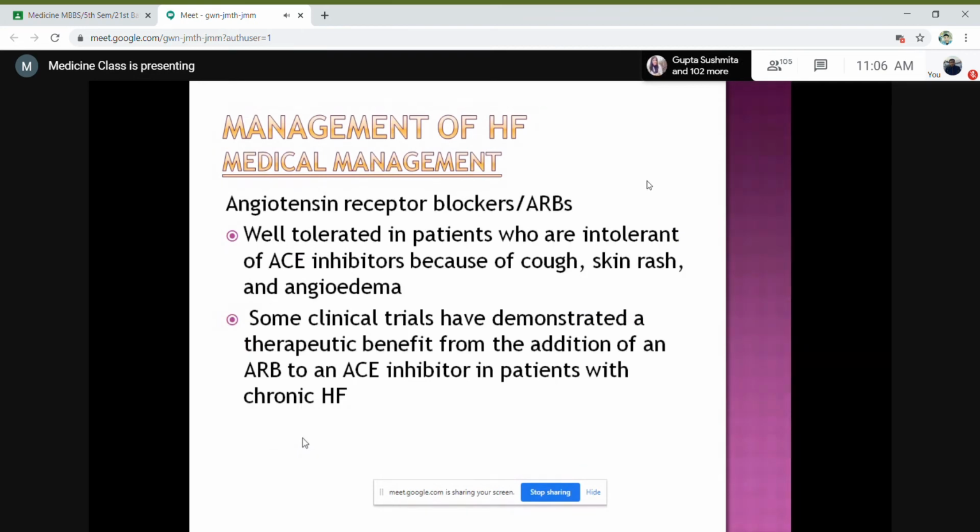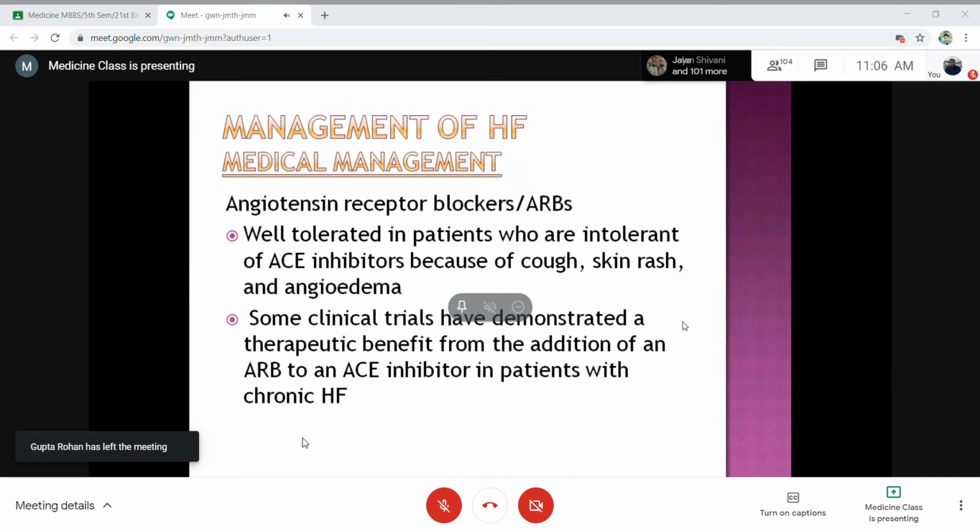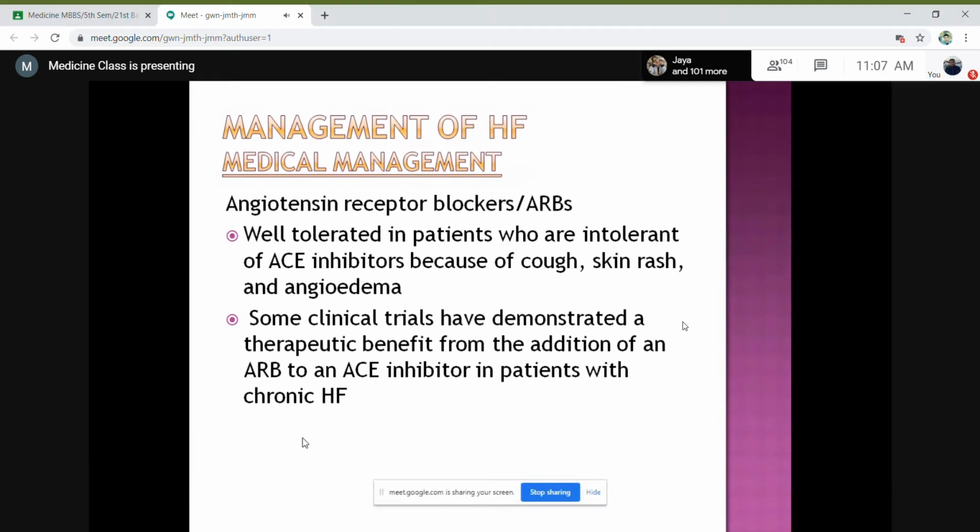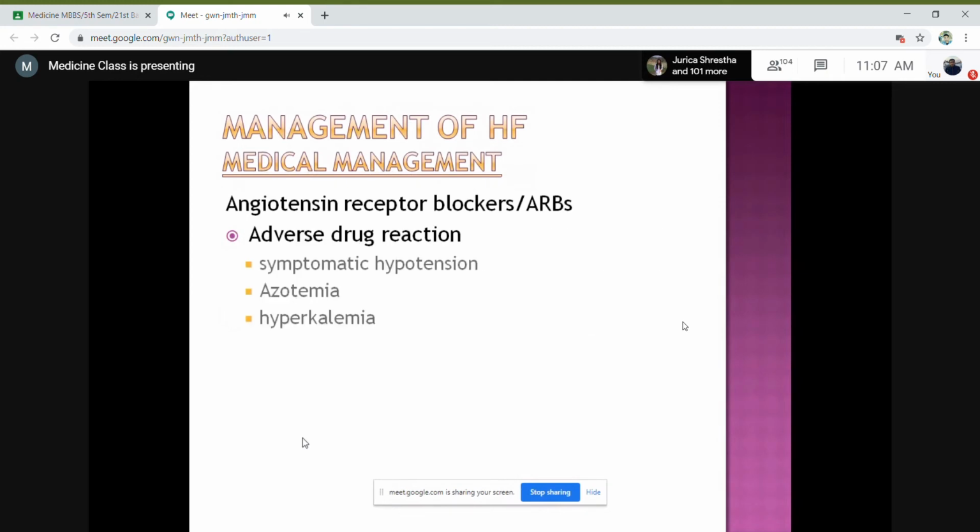These drugs are well tolerated in those who are intolerant to ACE inhibitors. Some clinical trials even demonstrate therapeutic benefit from the addition of an ARB to an ACE inhibitor in patients with chronic heart failure. But generally, ACE inhibitor and ARB are not given together because both of them cause hyperkalemia. Adverse drug reactions include symptomatic hypotension, azotemia, and hyperkalemia.